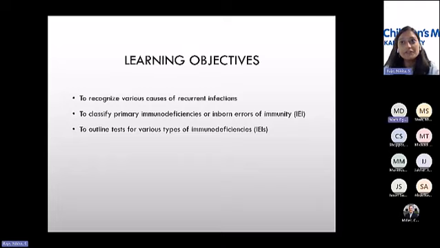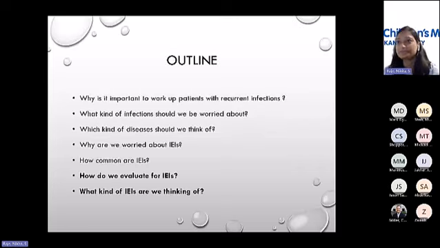The learning objectives for today are to recognize various causes of recurrent infections, to classify primary immunodeficiencies or inborn errors of immunity, and to outline the tests for various types of IEIs. Here's the outline, really going over why we work up patients for recurrent infections, when do we get worried about these, what kind of differential should we be having, and how to go about evaluating these infections.